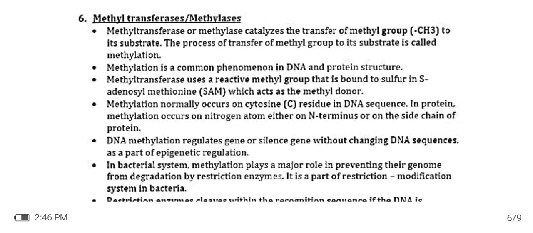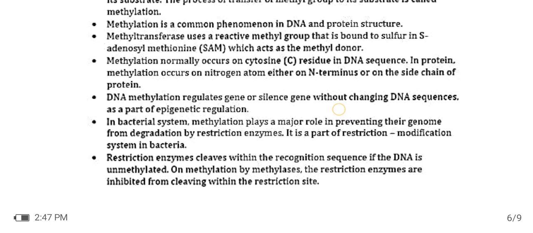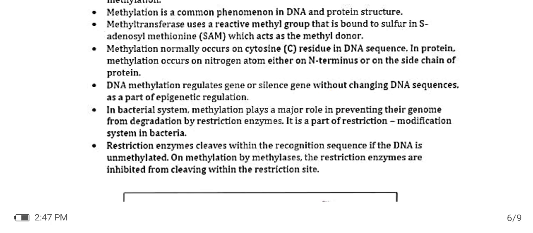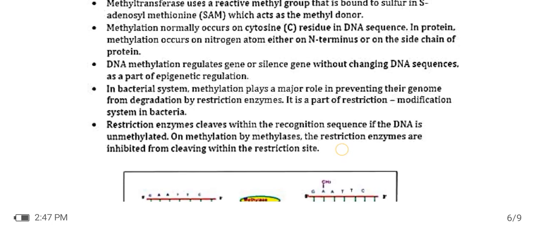So methyltransferase uses a reactive methyl group that is bound to sulfur in S-adenosyl methionine, which acts as a methyl donor. Methylation normally occurs on cytosine residues in DNA sequence. In proteins, methylation occurs on nitrogen atoms, either on the N-terminus or on the side chain of protein. DNA methylation regulates or silences genes without changing the DNA sequence, as a part of epigenetic regulation.